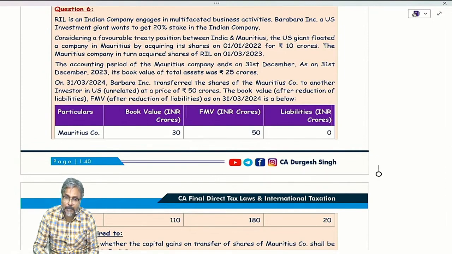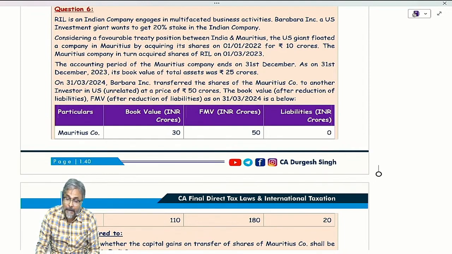So now let's take question number 6. RIL is an Indian company engaged in multifaceted business activity. Barbara Inc., a US investment giant, wants to get a 20% stake in the Indian company. So obviously this is a US company, Barbara Inc. What do they want to do? They want to get a 20% stake in the Indian company.